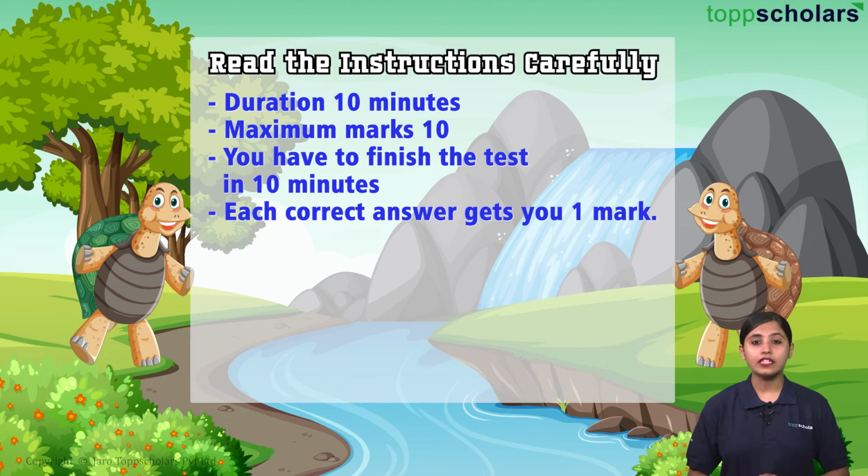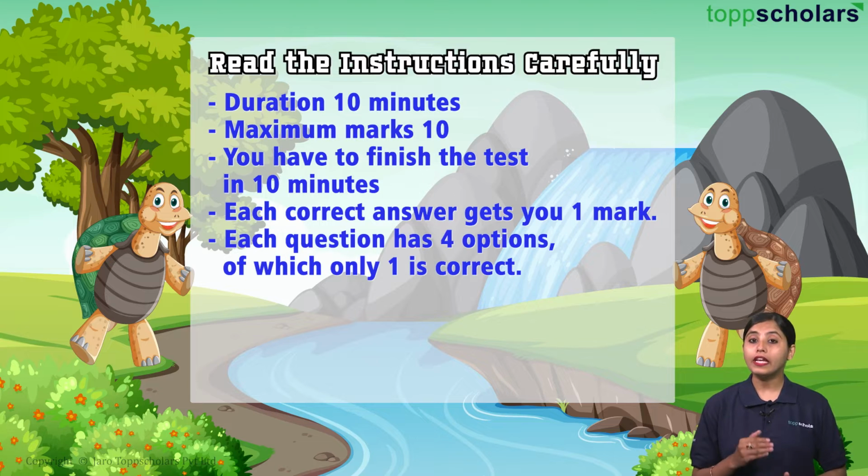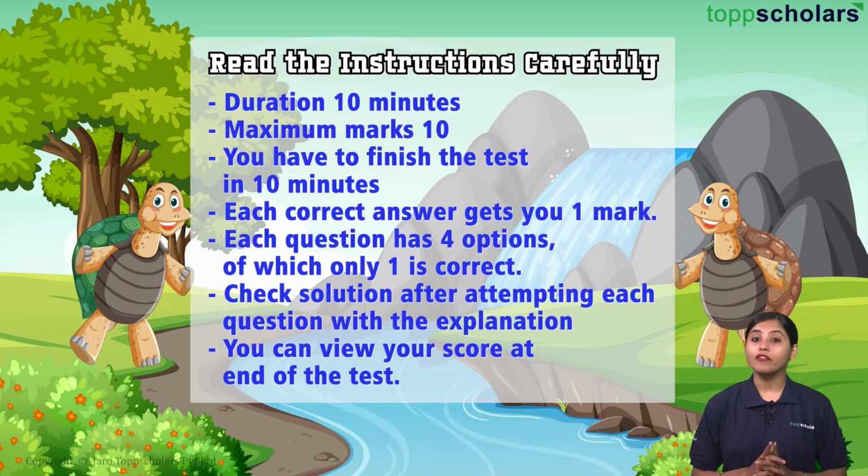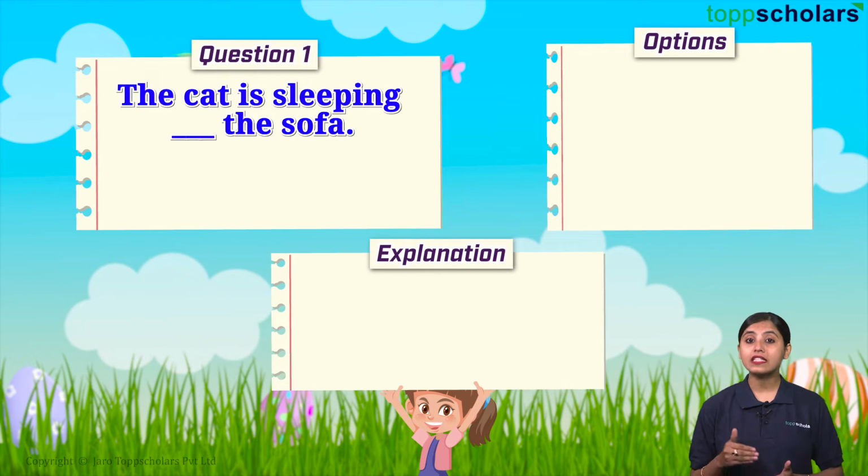Each correct answer gets you 1 mark. Each question has 4 options, of which only 1 is correct. Check the solution with the explanation after attempting each question. You can view your score at the end of the test. So, let's start. The cat is sleeping dash the sofa.